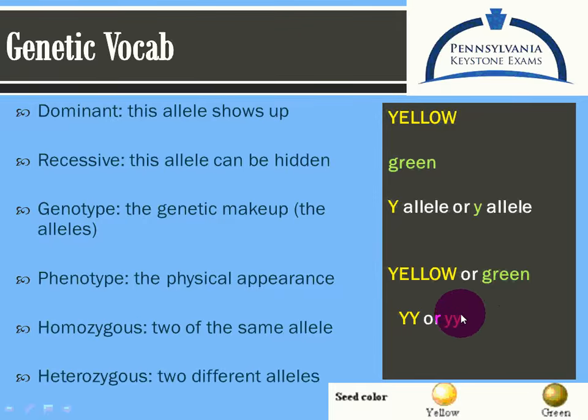Lastly, if you're one of each, you have a dominant allele and a recessive allele, you have a big Y and a little y, we would call you heterozygous, because hetero refers to different. You have two different alleles here.